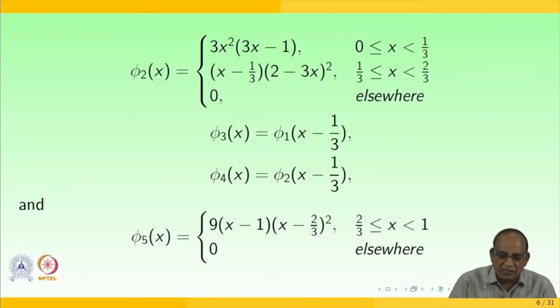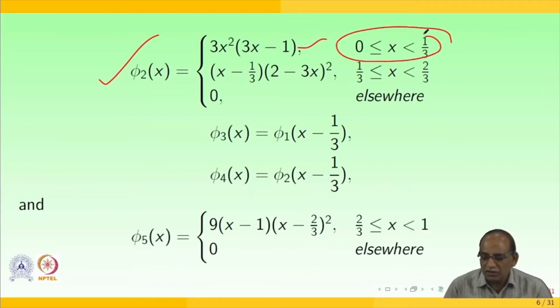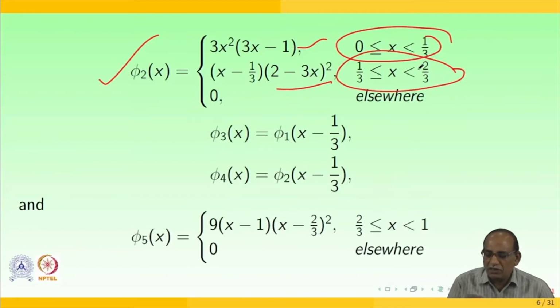So phi 2 of x is nothing but 3x squared, 3x minus 1, when x lies between 0 to 1 over 3, and (x minus 1 over 3) and (2 minus 3x) whole squared when x lies between 1 over 3 to 2 by 3, and this is 0 elsewhere.